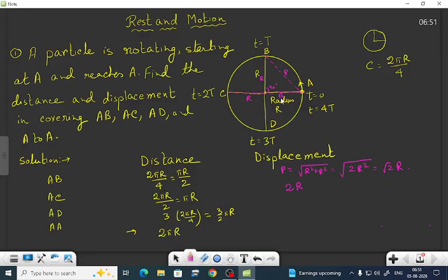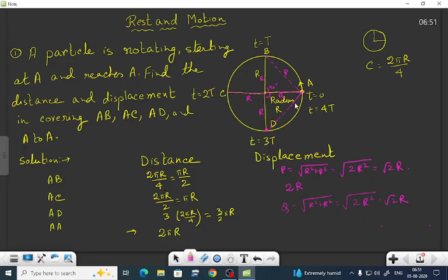Then what is the displacement from A to D, this point? You find the shortest distance starting from here and going to the final position, this one. So this is the distance. How can you find it? This is r, this is 90 degrees, this is r. Suppose it is q. Q is root over of r square plus r square, that is equal to root over 2r square, which is the value of root 2 r. So this is the final displacement.